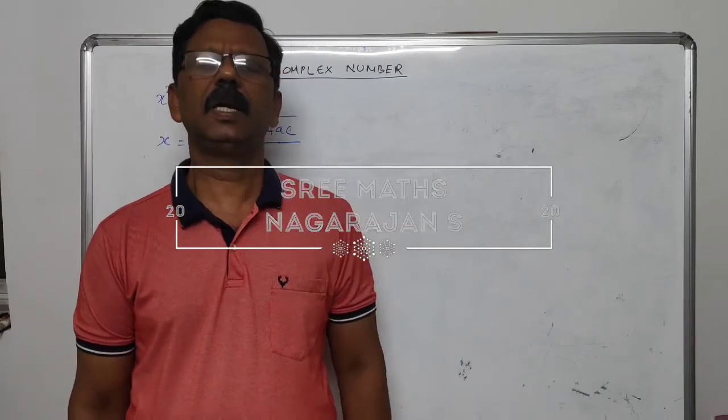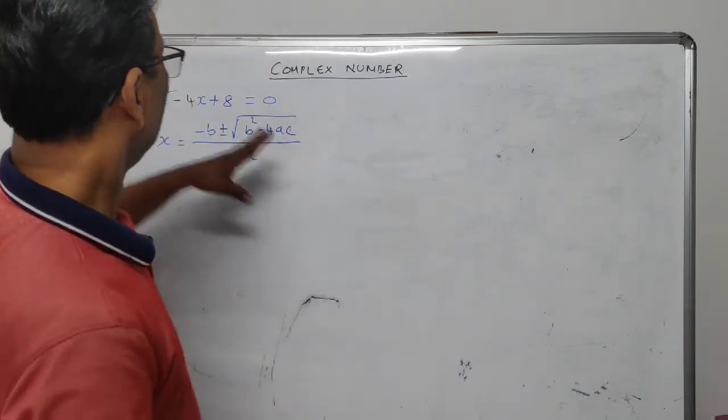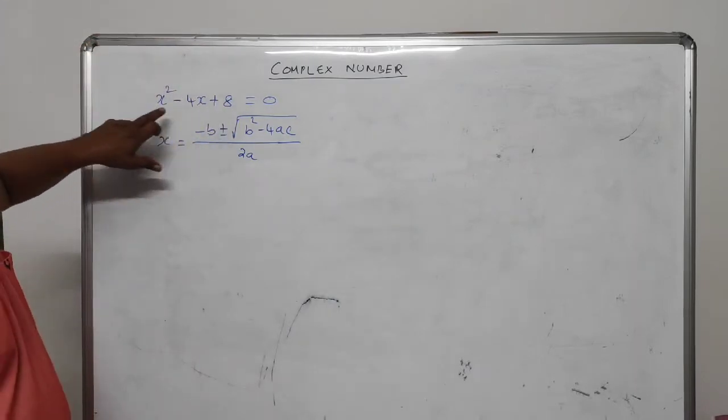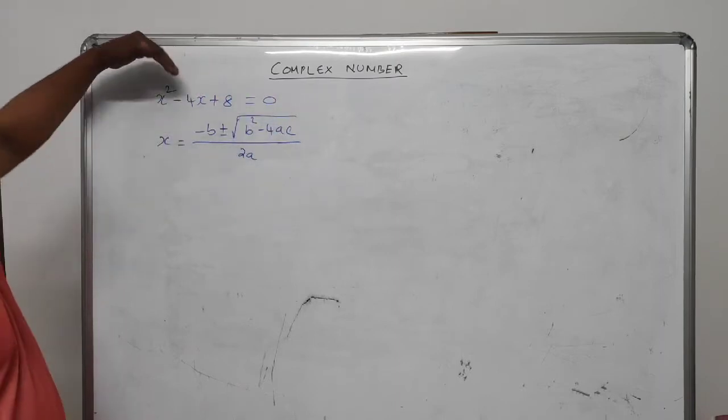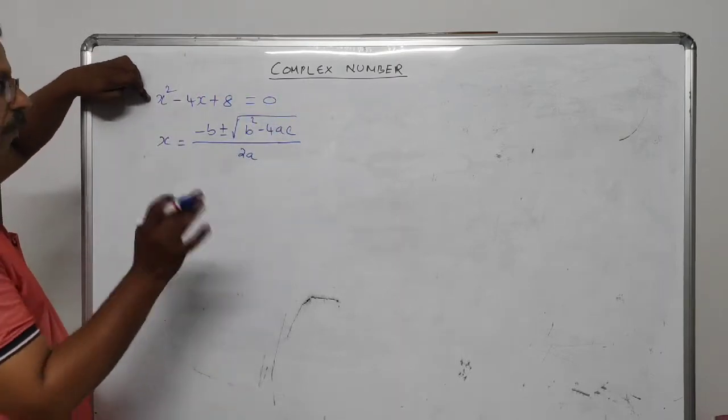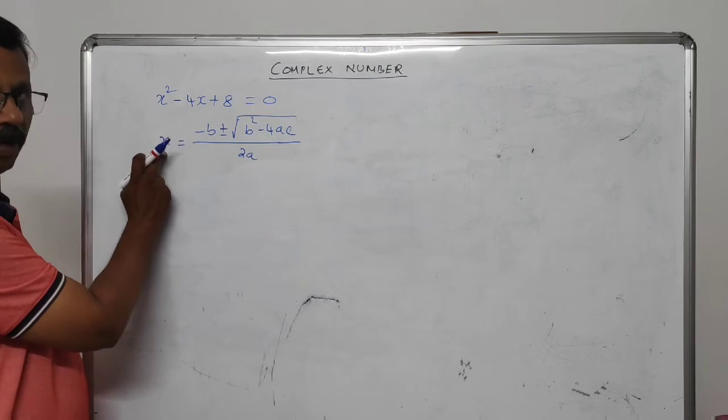About imaginary numbers. Now let us see about a complex number. For that, I am going to solve this quadratic equation by the formula method. x square minus 4x plus 8 equal to 0. We can solve by any one of the methods. Now I am going to use this formula method.